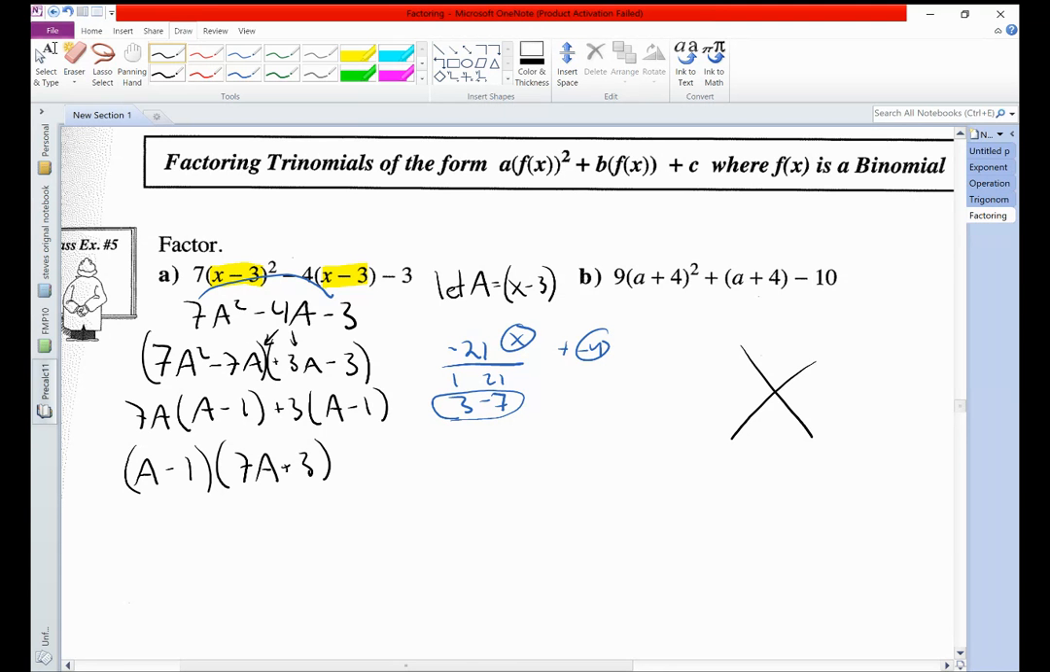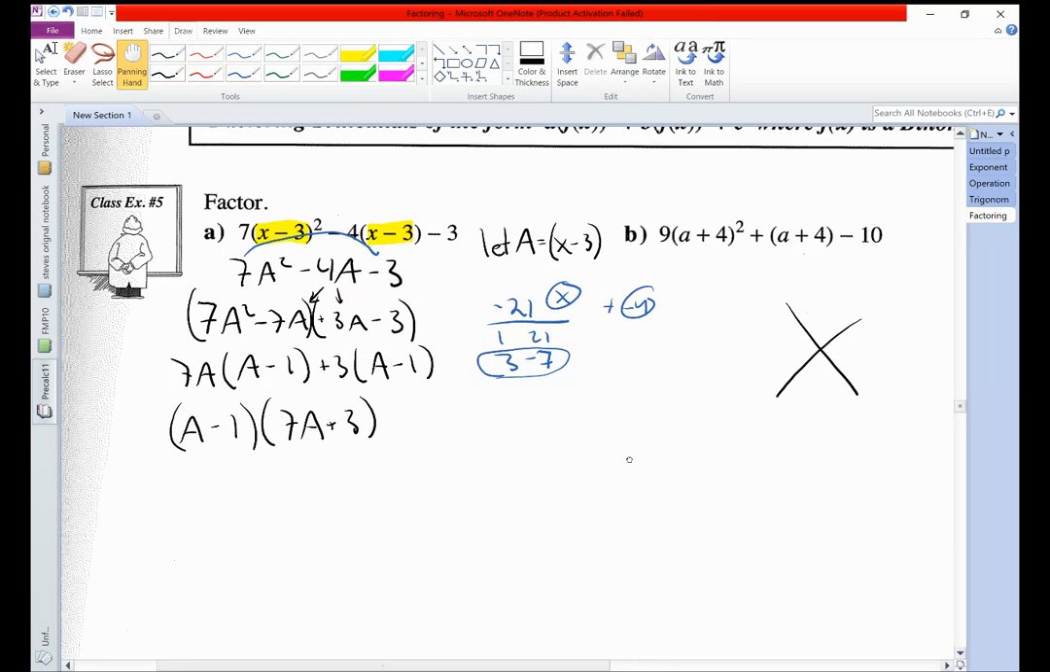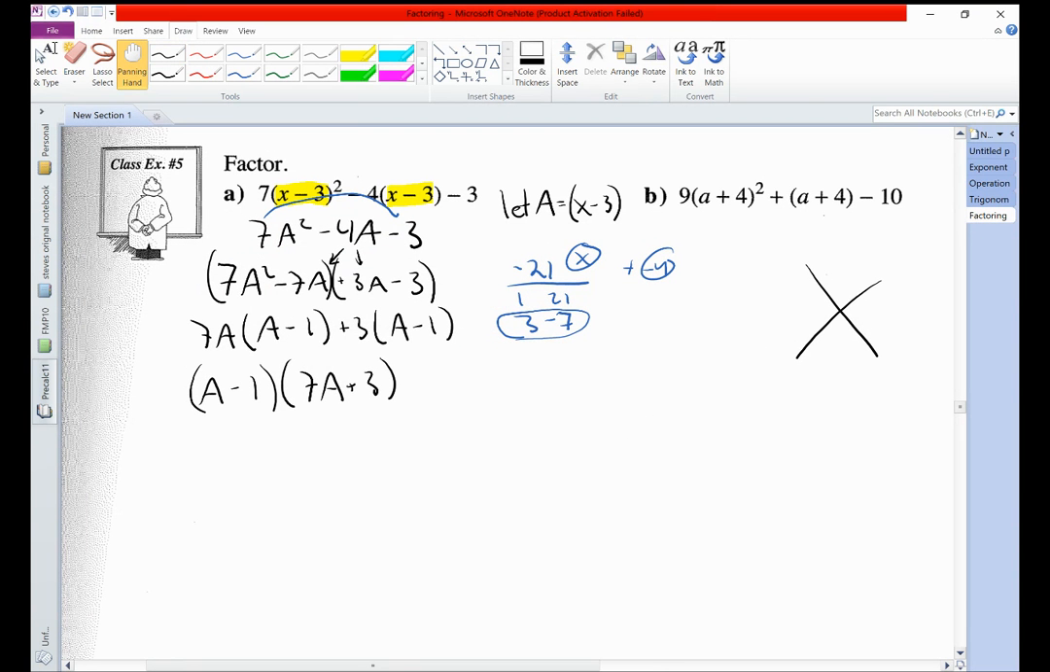So now things are going to get a little bit weird. Well, not weird, but there's a couple extra steps that we have to do that we normally don't do. So now I'm going to put this x minus 3 back in anywhere I see an a. So this one's going to become x minus 3 minus 1. And the second one's going to become 7 multiplied by x minus 3 plus 3. And now you have to simplify these.